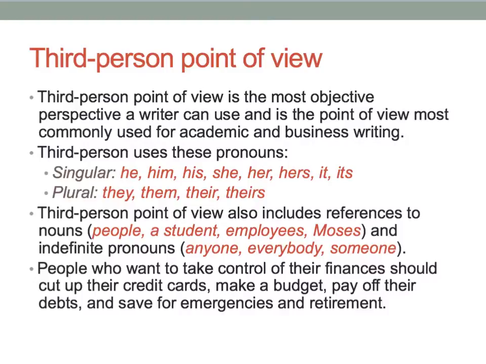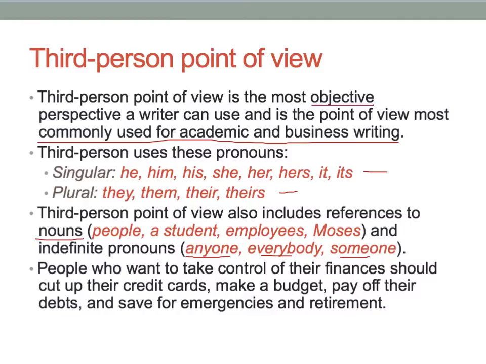Third-person point of view. This is the most objective perspective that a writer can use and is the point of view most commonly used for academic and business writing. Third person uses these pronouns, he, him, his, she, her, hers, it, and its for singular, and the plural they, them, and their. Third-person point of view also includes references to nouns like people, a student, employees, or a name like Moses. Also, indefinite pronouns are third-person references like anyone, everybody, someone.